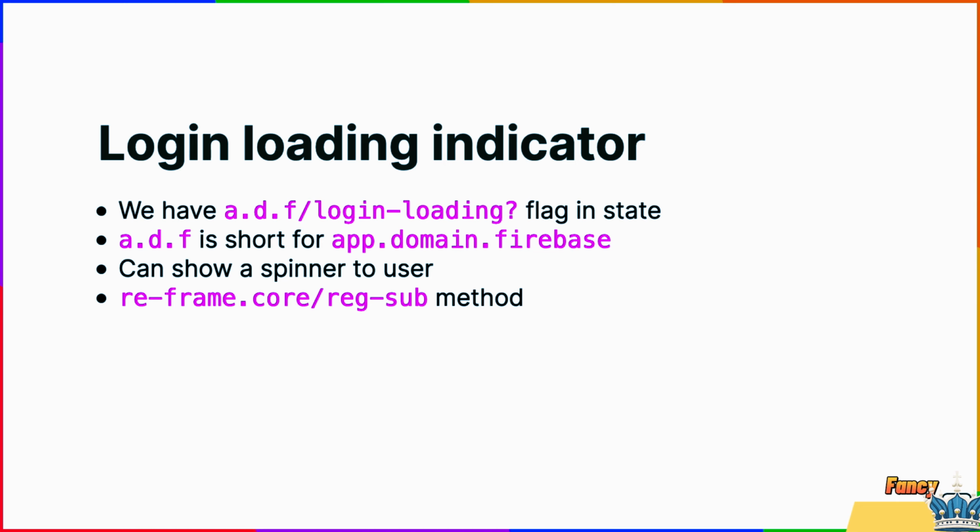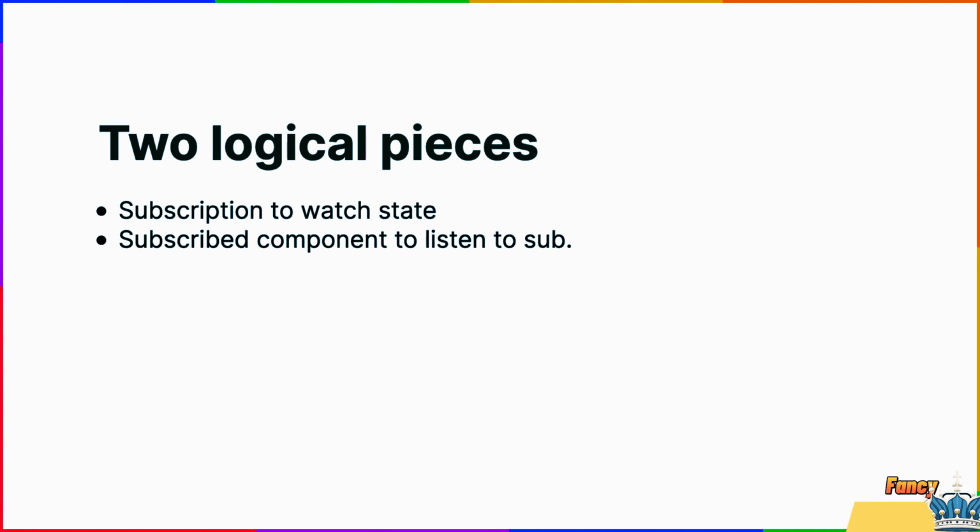A subscription can be created using the re-frame core/register-sub method. This function accepts a subscription ID and a handler function. The handler function is called with the app DB as the first argument and the subscription vector as the second argument. To show a login indicator, we need two logical pieces. A registered subscription that pulls out the login loading flag from AppDB, and a subscribed component that listens to this subscription. Let's register the subscription.